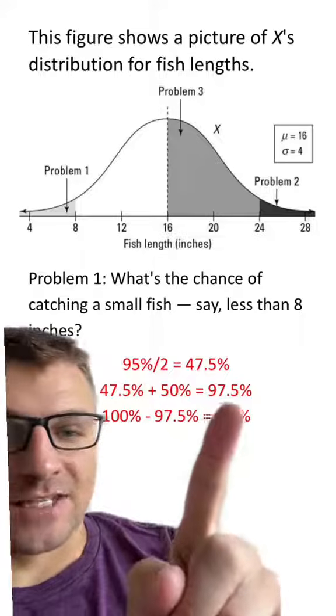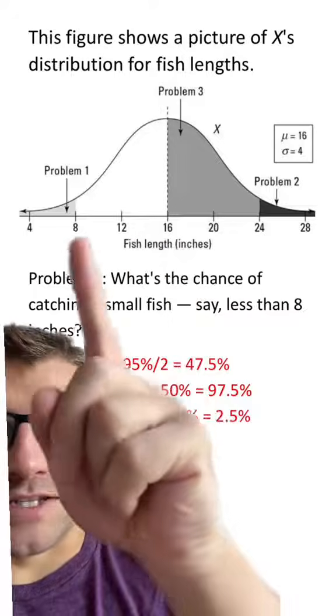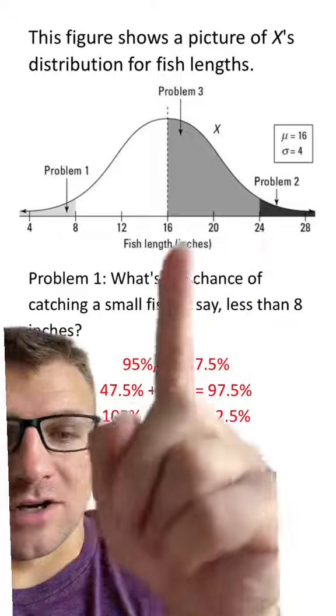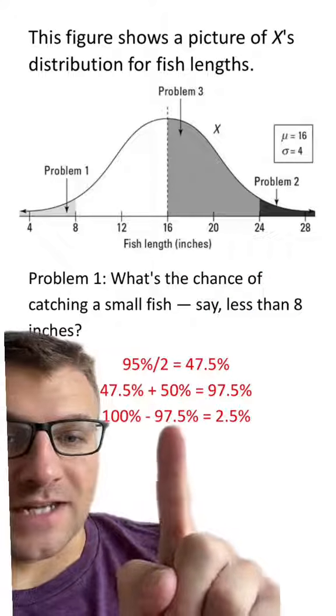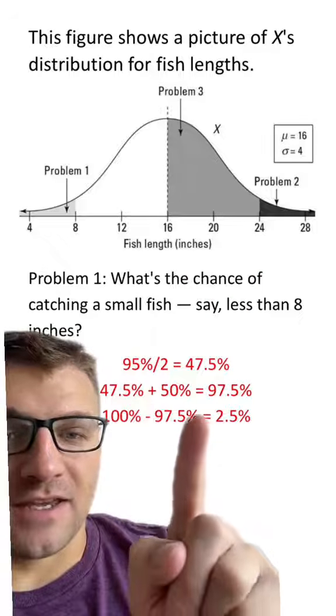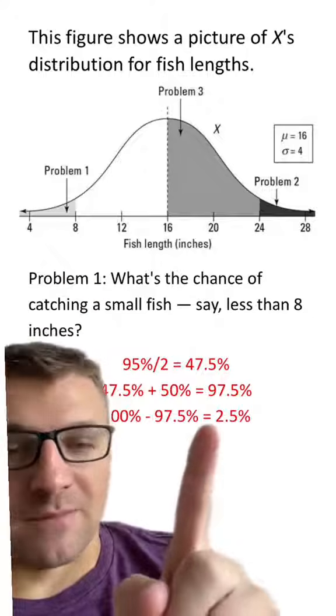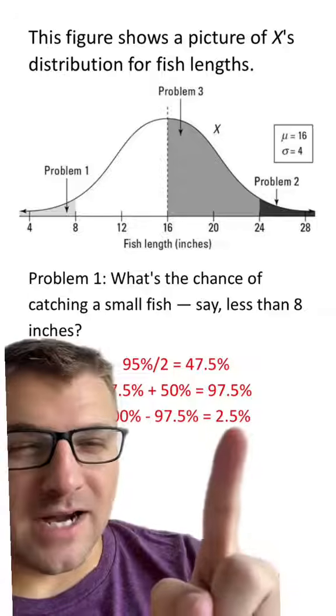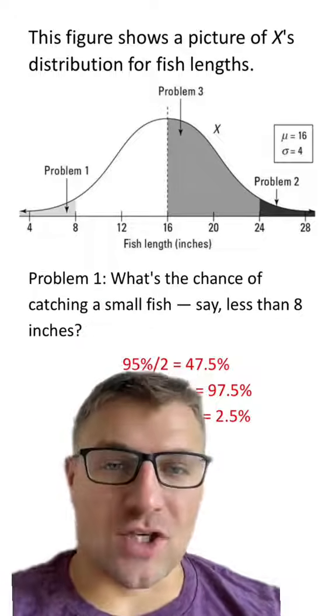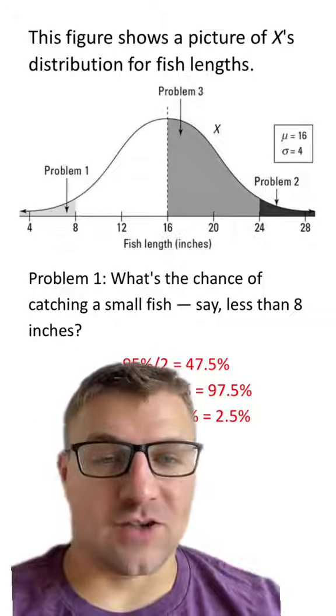That's going to give us 97.5%. What we're going to do is take 100% because all of this bell curve is 100%. We're going to subtract 97.5% and find that the answer is 2.5%. Now again, I'm rounding, so your number might be a little bit higher, but there's a 2.5% chance of catching a fish that's less than 8 inches.